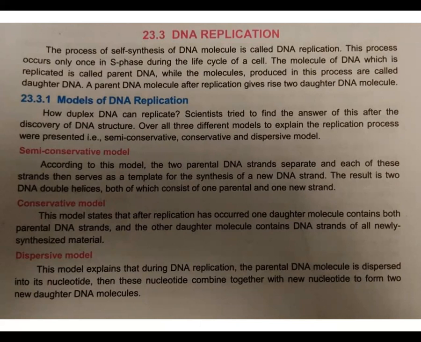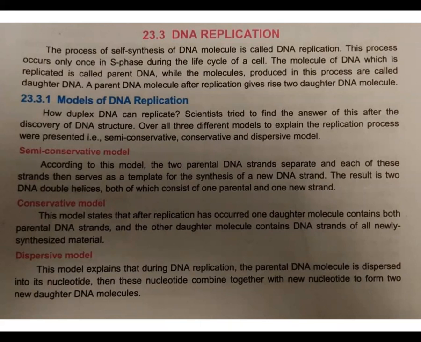The second model is the conservative model, which states that the parental DNA remains intact and generates copies consisting of entirely new DNA molecules. Now, this was proposed, but we now know that it doesn't quite make sense, as how can a molecule replicate, making its own copies while remaining intact?